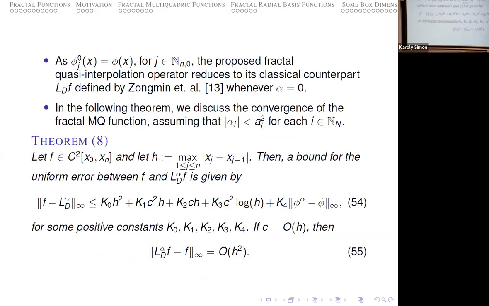In this convergence result, we assume the scaling factor alpha_i has to be less than a_i square, because we need the function to be twice differentiable. Suppose f is twice differentiable, so we can put the condition alpha_i less than a_i square. So this is the maximum distance. Therefore, this is the error estimate with the fractal: f minus LD alpha f is less than or equal to c. In particular, if this c can be taken as order of s, you will find this approximant's convergence will be order of s square.